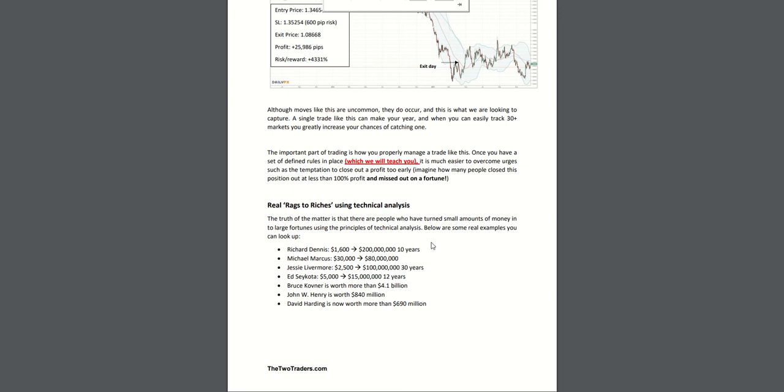Here's an example of some of the fantastic traders over the years that have turned small amounts of money into large amounts of money, and you'll find a lot of them compound their profits as well. So Richard Dennis: you can see that he made 200 million in 10 years, starting with an account of $1,600, and he went on to teach a lot of traders as well.